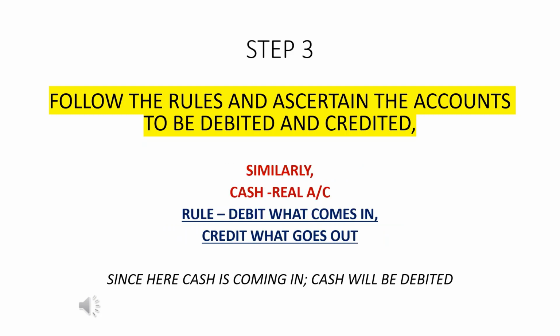In the same manner, we ascertained in the previous step, in step number 2, that cash comes under real account. The rule for real account is debit what comes in, credit what goes out. Here cash is coming into the organization, hence it will be debited.